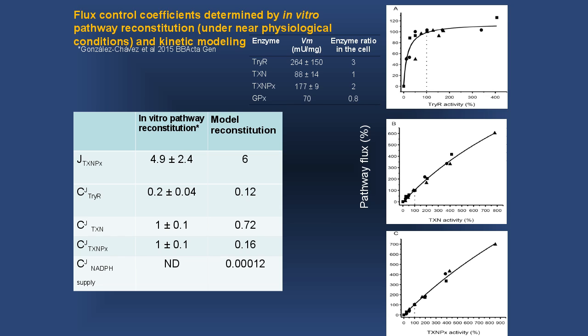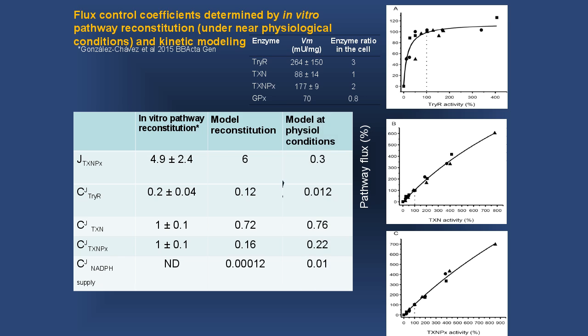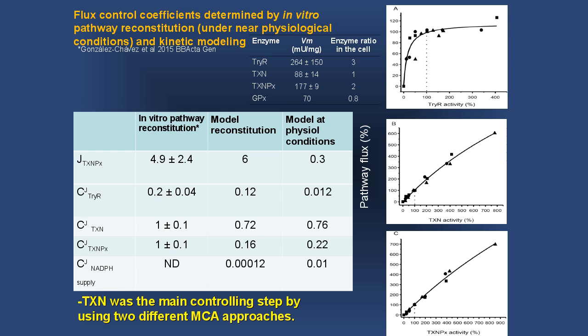So now, having a validated kinetic model of this pathway, instead of modeling at saturating concentrations of the substrates, we used the concentrations determined in the cells. So essentially the flux control distribution didn't change, with tryparedoxin having a main role. And the only parameter that changed was a lower pathway flux.